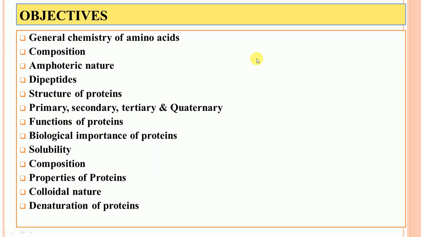In this lecture, we will cover the basic objectives which you can already see here on my screen. We will talk about the general chemistry of amino acids, its composition, the amphoteric nature of protein, dipeptide structure of proteins, primary, secondary, tertiary, and quaternary structure of proteins, the function of proteins, biological importance of proteins, its solubility, composition, properties of protein, colloidal nature, and denaturation of proteins.